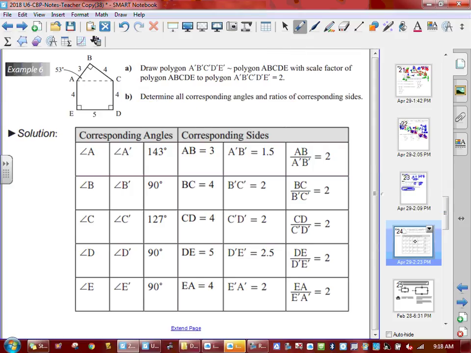So this one is example 6. They're comparing on example 6. It says, draw a polygon A prime, B prime, C prime, D prime, E prime that is similar to this one, and the scale factor is 2. So if the scale factor is 2, what would happen to all those numbers? They all multiply by 2.